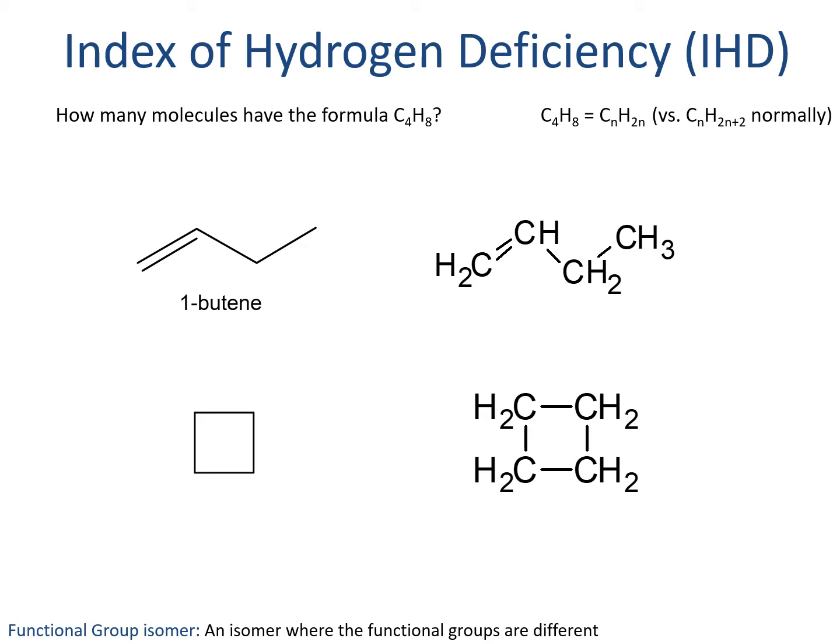We can look at the formula, and for every 2 hydrogens that are missing from the normal formula for an alkane, we know that there's either a double bond or a ring. We call the number of missing hydrogen pairs, sets of 2, the index of hydrogen deficiency, or IHD. The index of hydrogen deficiency is useful because it allows you to quickly identify the number of double bonds or rings in a formula. And so right away, if we see C4H8, we know that it's unsaturated and we need 1 double bond.